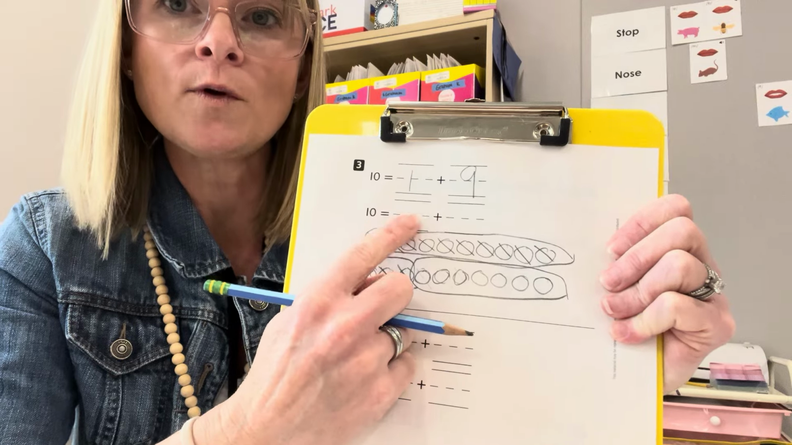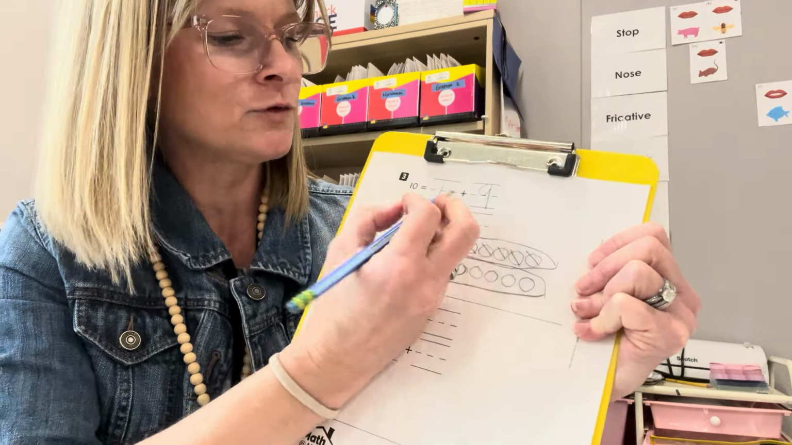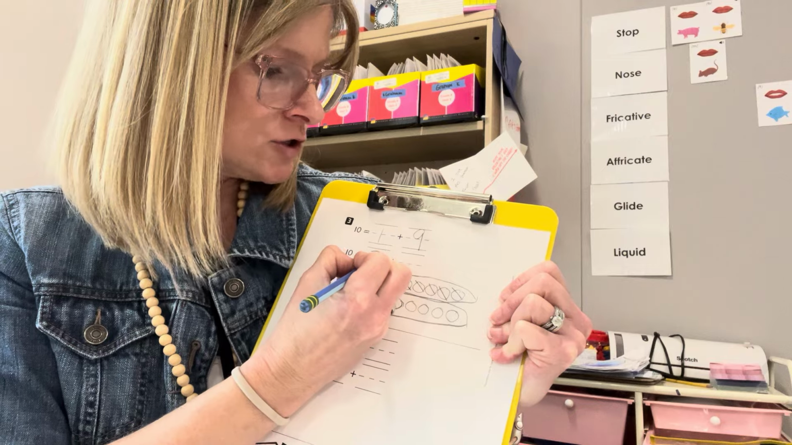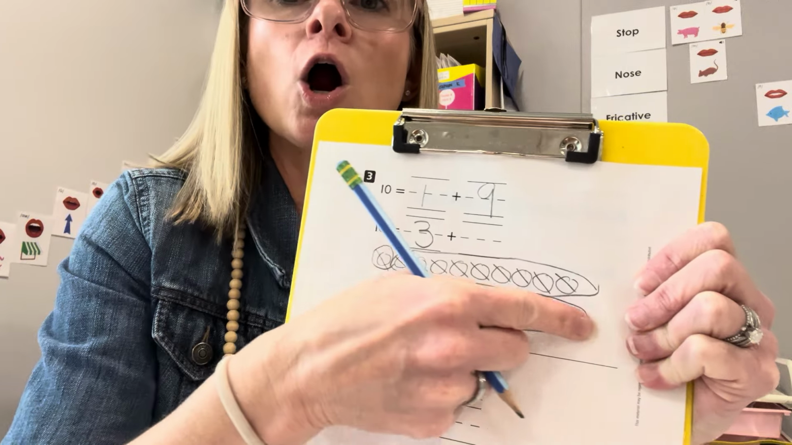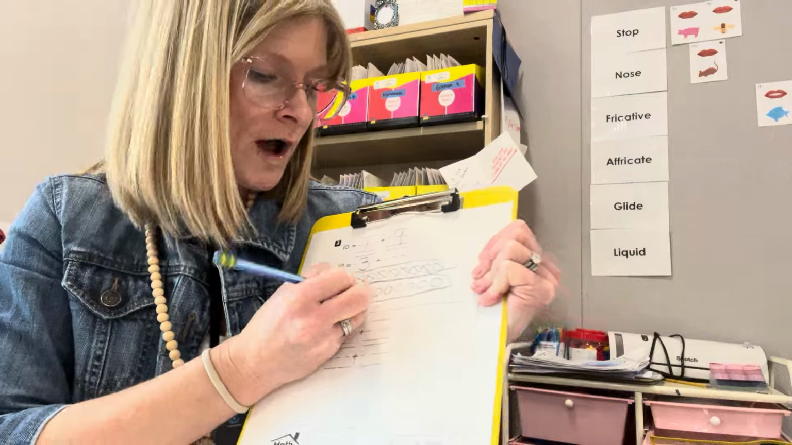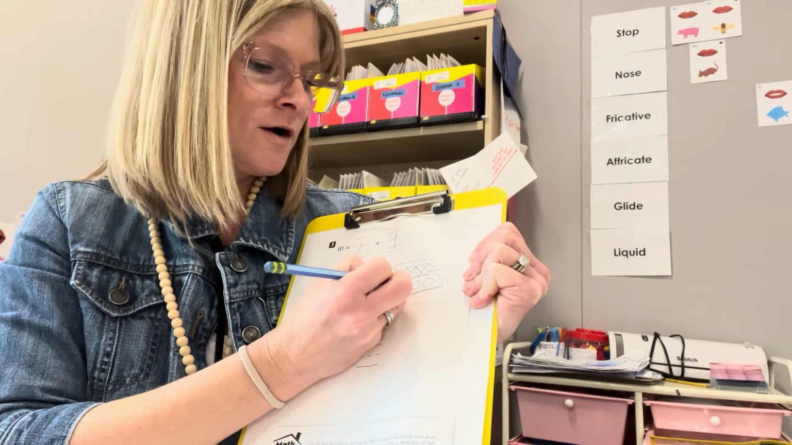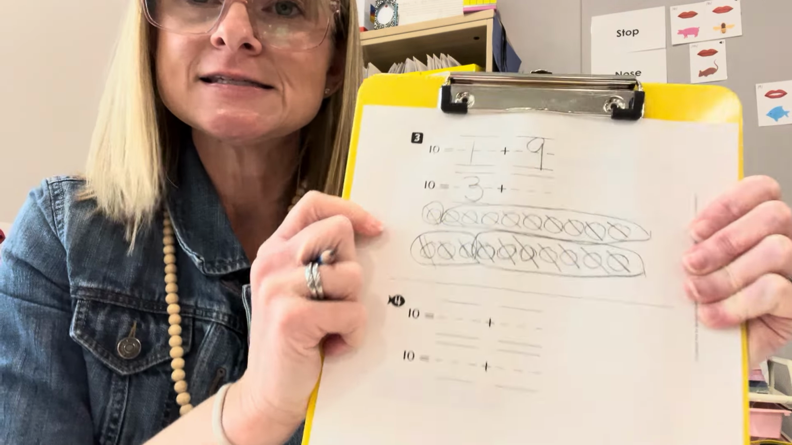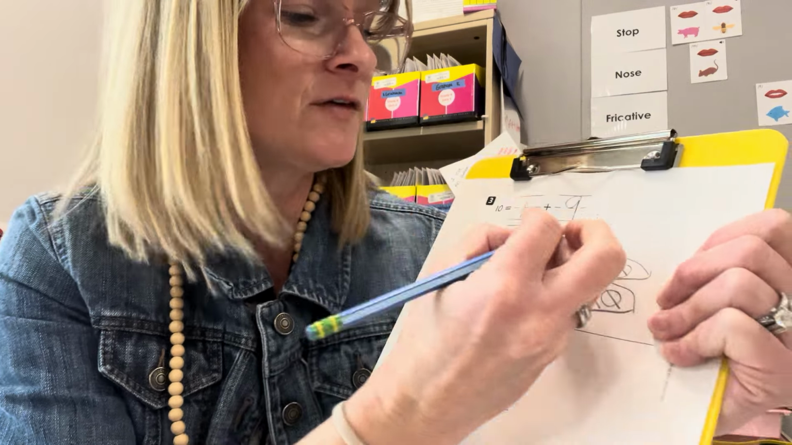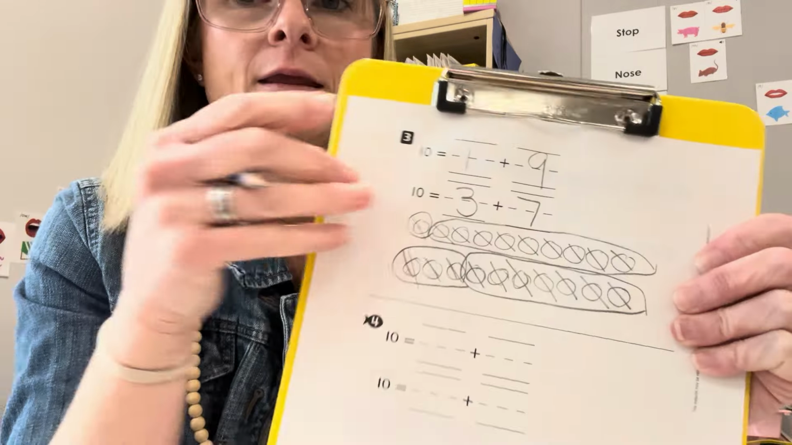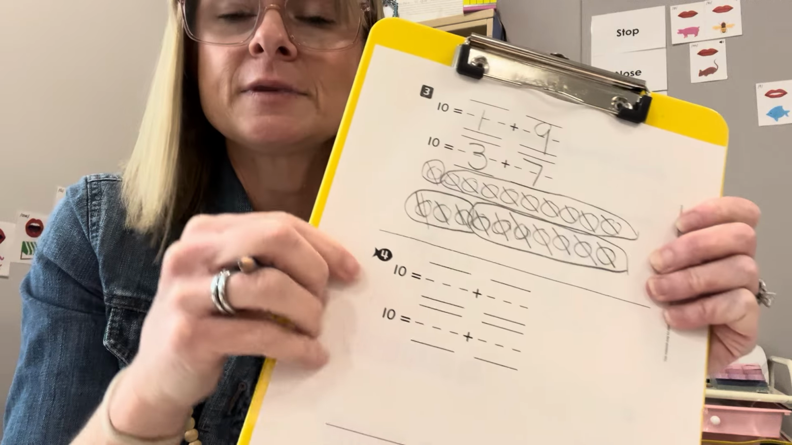10 equals group 1 plus group 2. I have 3. Around a tree, around a tree. That's how I make a 3. Now let's count how many are in group 2. 1, 2, 3, 4, 5, 6, 7. Group 1 plus group 2. I'm going to write 7 in group 2 spot. All right, great job. Let's come down here.